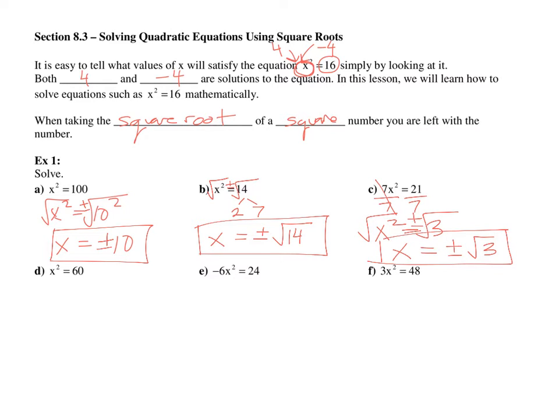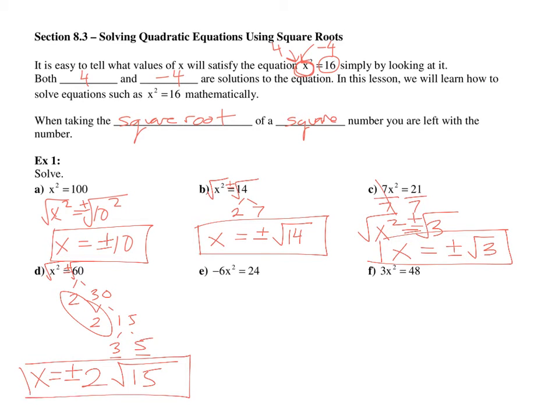Okay, next one. Same deal, take the square root of both sides, positive, negative. So I have 2 times 30 here. Then I have 2 times 15. Then I have 3 times 5. I have a pair of 2's, so you pull out the 2, and I'm left with 3 and 5. That's left inside, I multiply them, 15. Don't forget the positive and the negative. So it's x equals positive and negative 2 square root of 15.